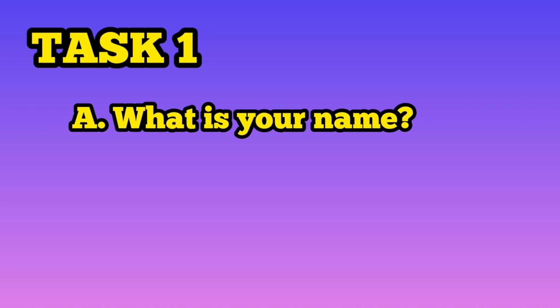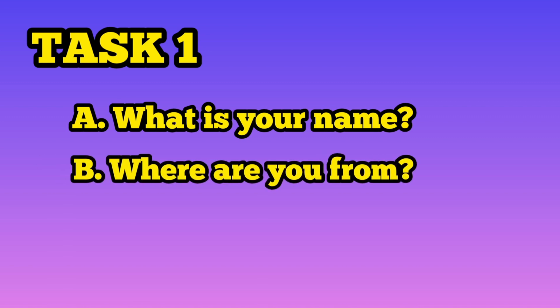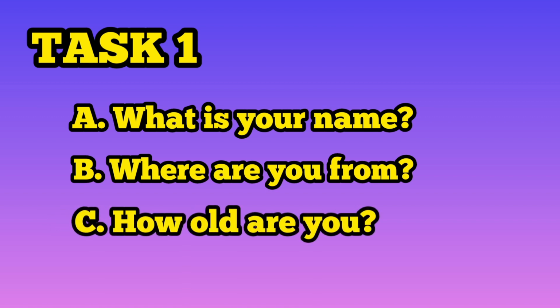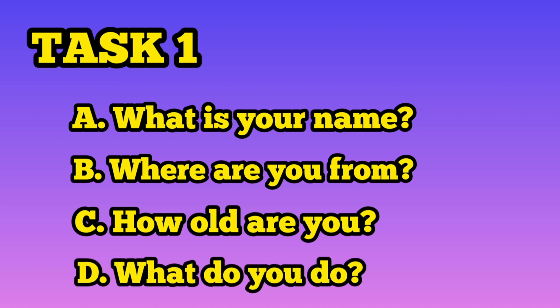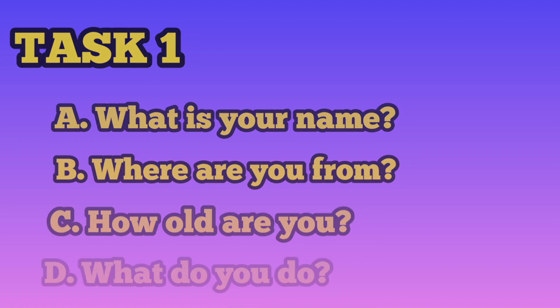Okay, listen carefully. This is task number 1. Answer the following questions using the verb to be. A. What is your name? B. Where are you from? C. How old are you? And D. What do you do? Or what is your job? Don't forget to use an article when making the sentence for the last question. Use I am to start your sentences.